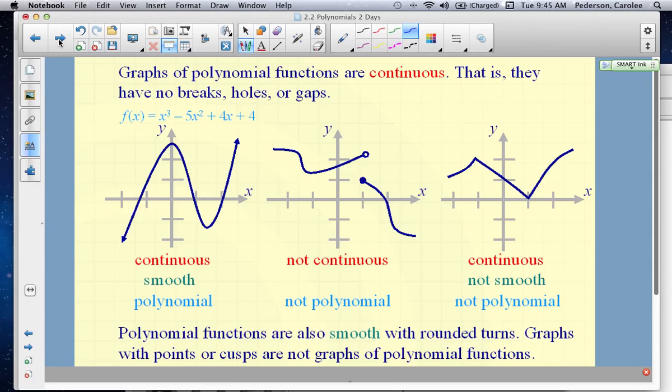It has kind of like some jagged edges. That also is not a polynomial. So for you to have a polynomial, you have to have a continuous line or curve, and it must be a smooth curve.